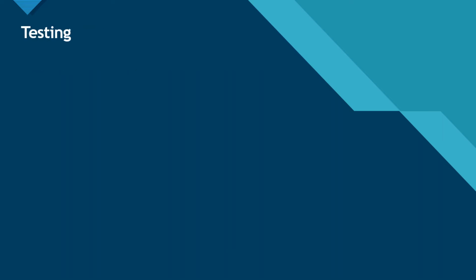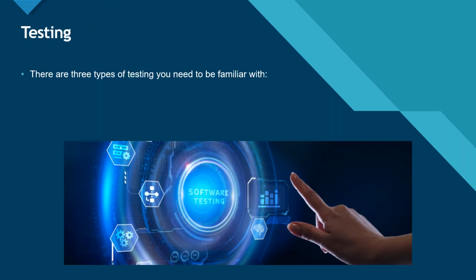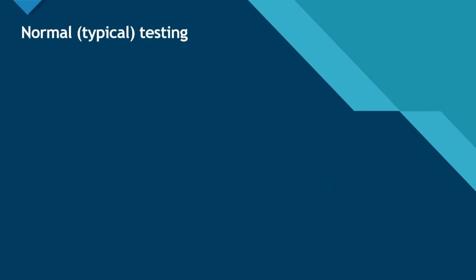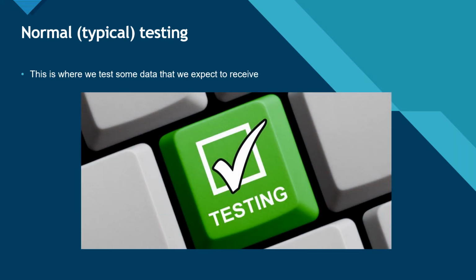When it comes to testing your programs, you need to be familiar with normal testing, sometimes called typical, erroneous testing, and boundary testing, sometimes called extreme. Normal testing is where we test the program with data we would usually expect the user to enter. This is why it's also sometimes called typical testing, because it's the typical type of data we would expect the program to receive.